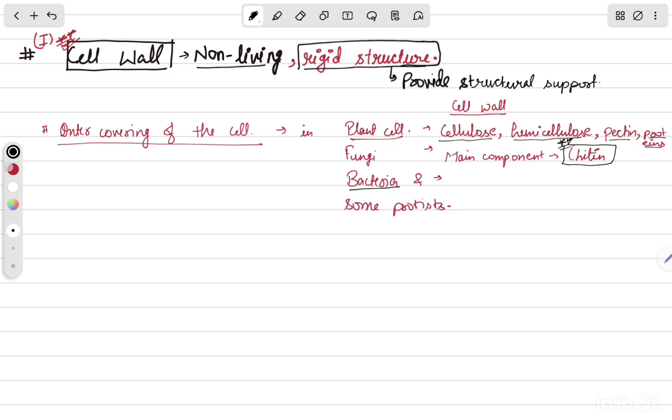Next is bacterial cell wall. Bacterial cell wall is made up of peptidoglycan. We have already discussed it in prokaryotic cell, right? And protists are similar to plant cells, so cell wall of protist will be similar to cell wall of plant, that is cellulose, hemicellulose, pectin, and some proteins, right?